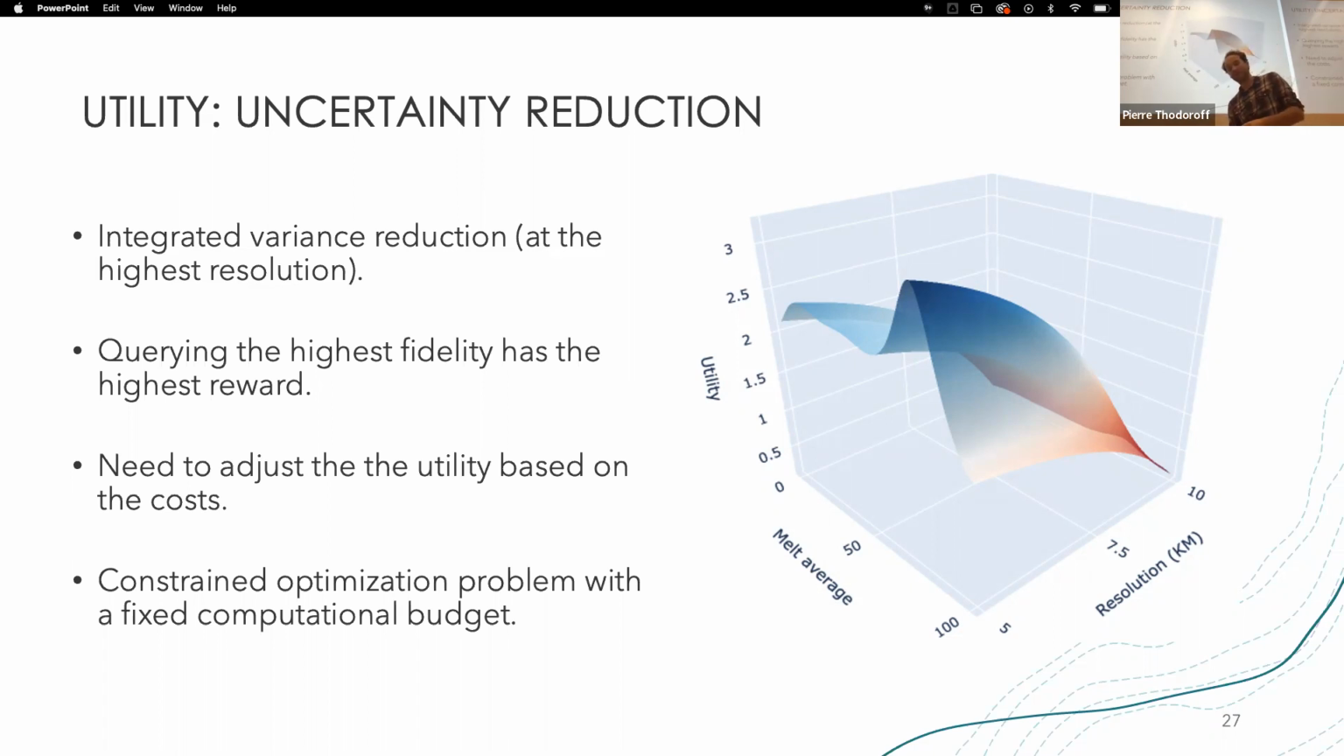But the next part of the talk is going to focus and say, okay, yes, but we want to be somewhat cost adjusted, right? Otherwise just run everything at 5 kilometer and you're done. You want somehow to take into account how costly it is to run each of those points. And so that's basically going to be the constraint optimization problem where you're going to have a fixed computational budget and you're going to try to optimize this utility with respect to the cost.